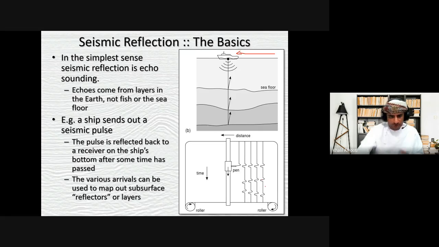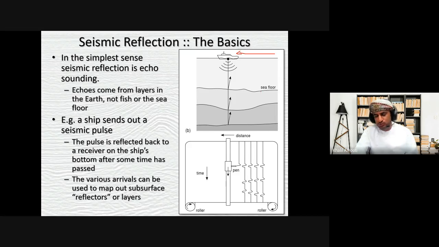This is another pulse. There are going to be 3 pulses because there are 3 reflectors: 1, 2, 3. Which pulse arrives first? These reflections arrive first. The energy goes down and is reflected back. I move a distance to the left and do the same thing.